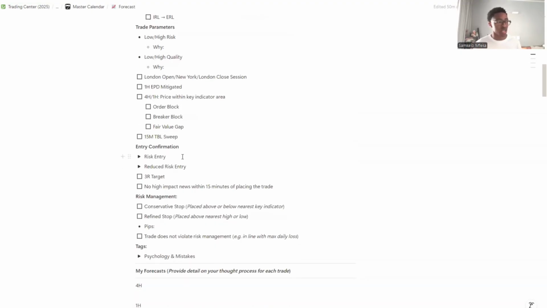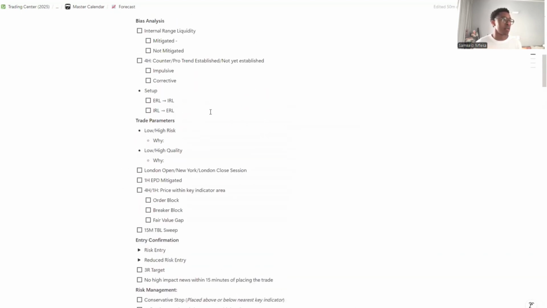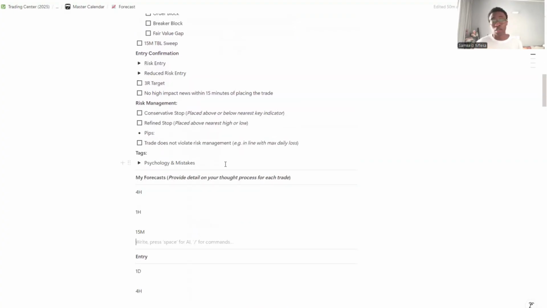At the point of execution, which is the second part of this journal, because once I've done the bias analysis and the trade parameters, then I'll come down and I'll just put in screenshots for those forecasts, and then a bit of commentary on what I'm looking at from those various elements, mainly on the 15-minute, because the 4-hour and 1 hour speak to these two sections. And then that's all I do heading into a session.